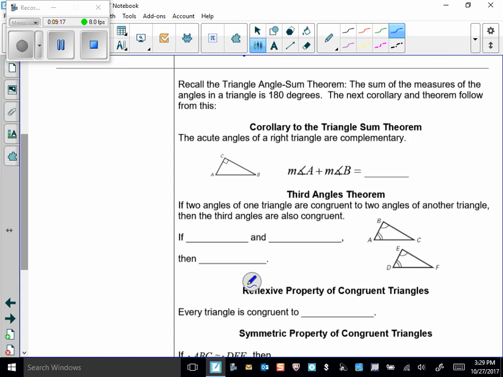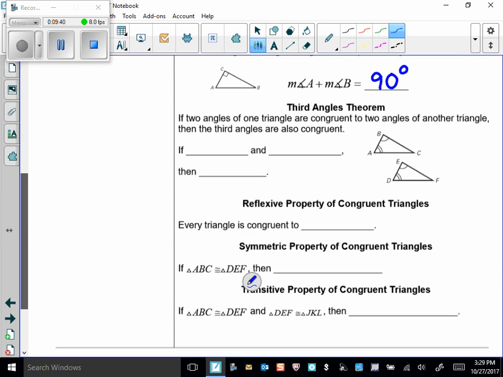So here we go. The acute angles of a right triangle are complementary. Of course, I know that the other 2 angles in a right triangle will always be acute. And so what I have right here is the measure of angle A plus the measure of angle B is going to be 90 degrees. They will always be complementary because I know the sum of those measures has to be 180.